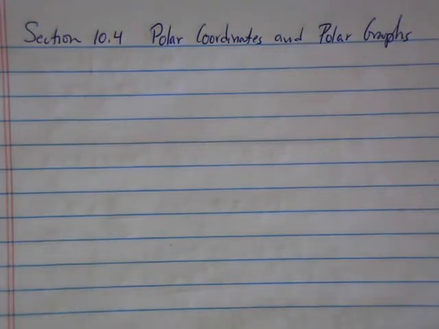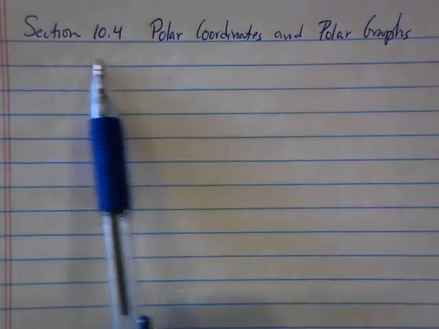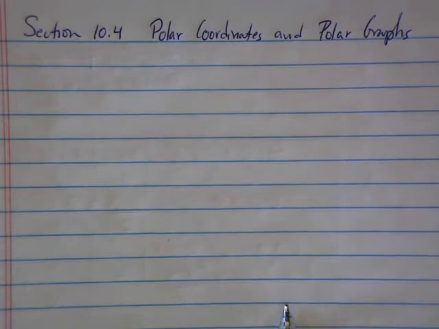Section 10.4, polar coordinates and polar graphs. Do you know anything about polar coordinates? Battleship? Yeah, like when you play Battleship? No, when you do Battleship, you're using rectangular coordinates, because you're doing like I-12, right? I don't remember which way it goes. You go across and then down. That's rectangular.